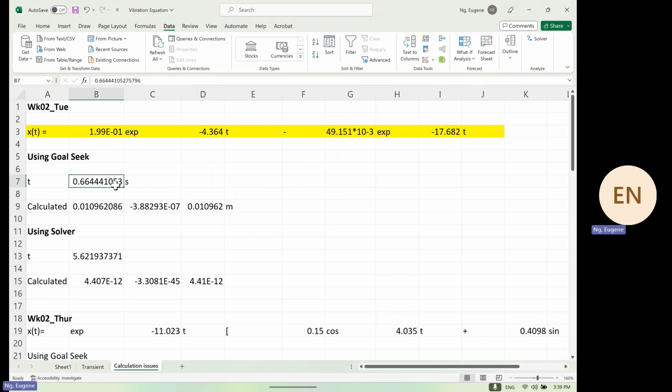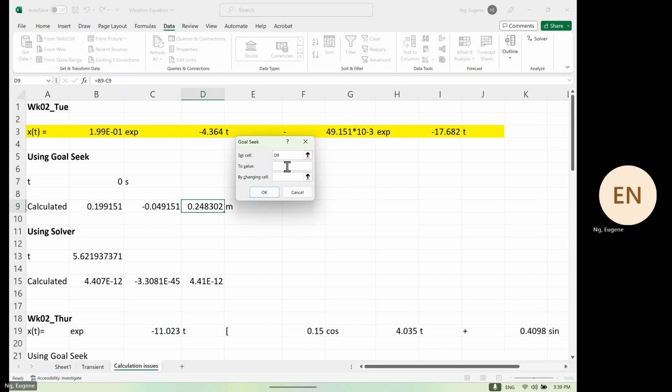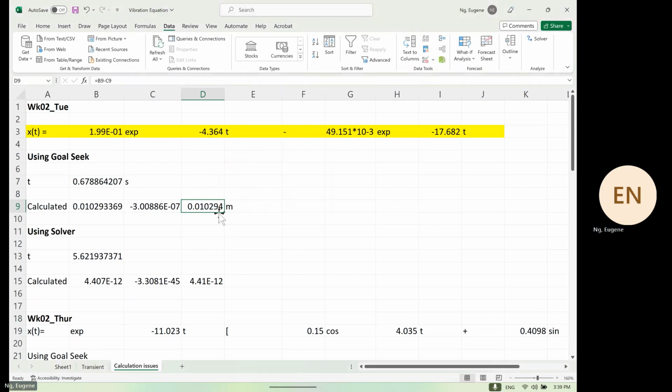Let me try again. Let me try from 0, okay? What if Go Seek doesn't convince you here? Then I have to think about another way of doing it. Okay, go for it. Okay, that is 0.10294, okay?